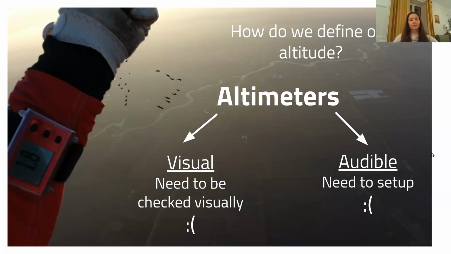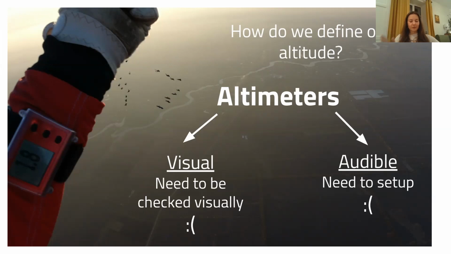But unfortunately, there are weak sides. Visual altimeters: if we use them, we have to check them visually with our eyes. It means we have to interrupt our eye control during the jump. Audible altimeters: we need to set them up before different types of jumps. And as you know, it is not such an easy procedure sometimes. So the couple of altimeters works well, but there are some weak sides.